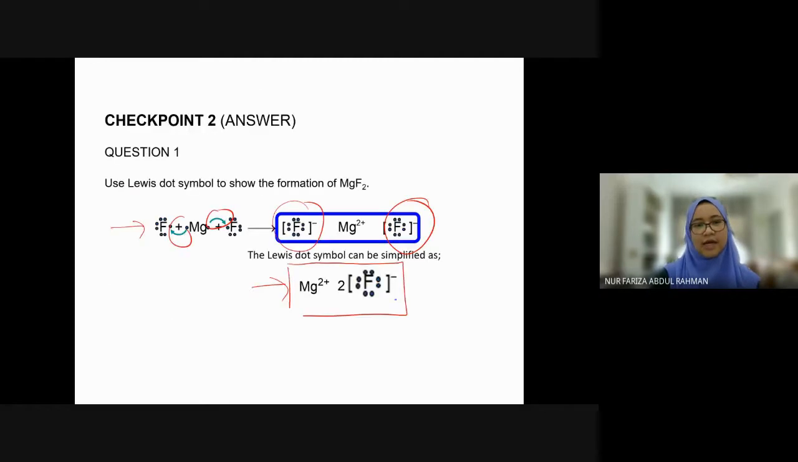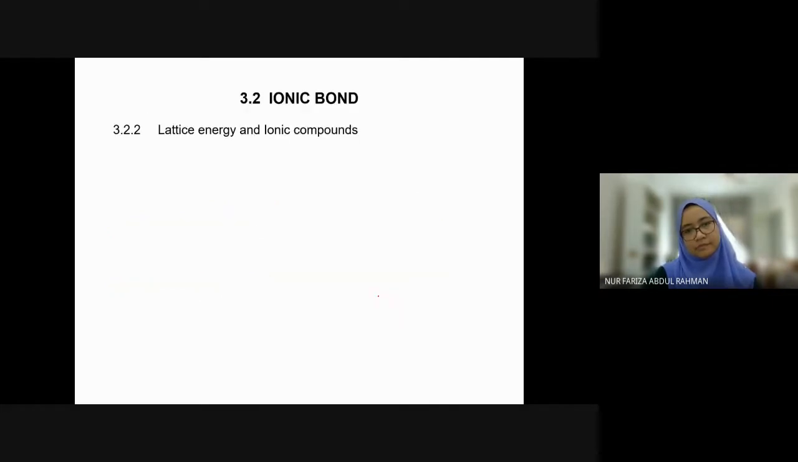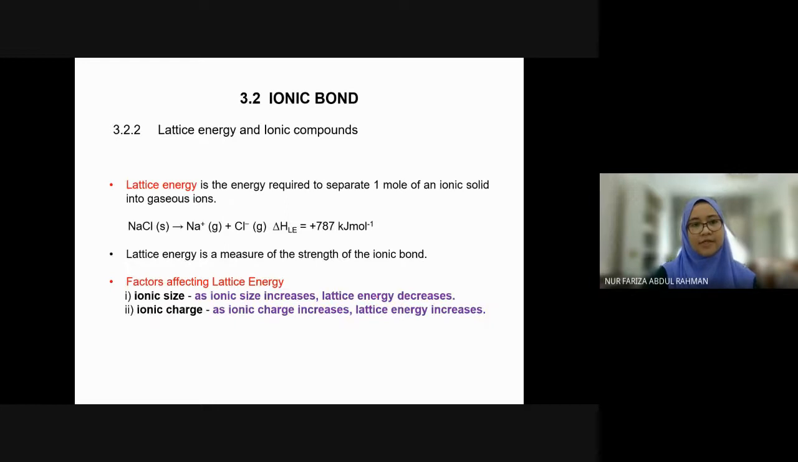Maybe you can try out this one. We try lah. MgN2, magnesium nitride. Boleh try. Soalan at 7.